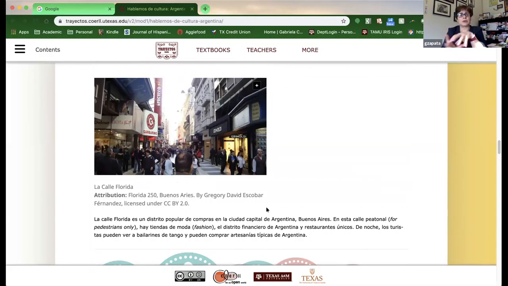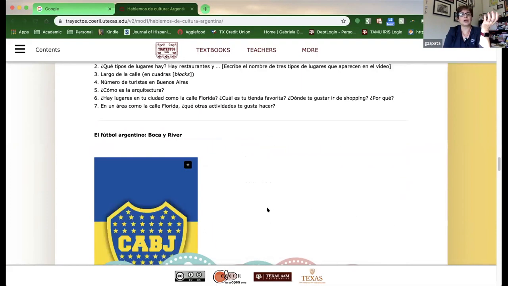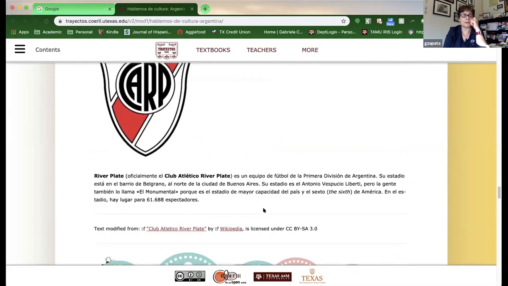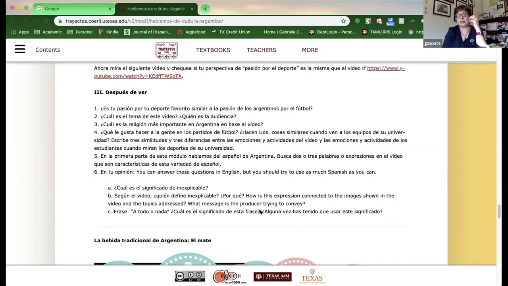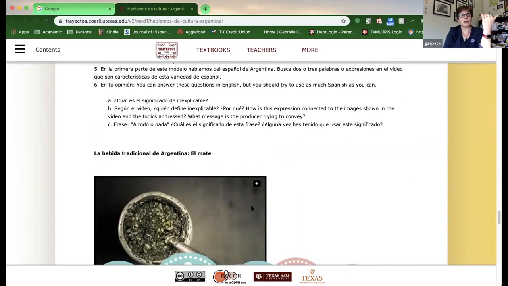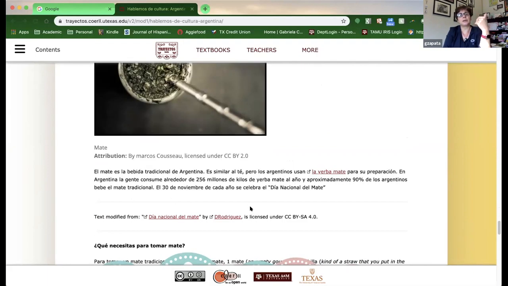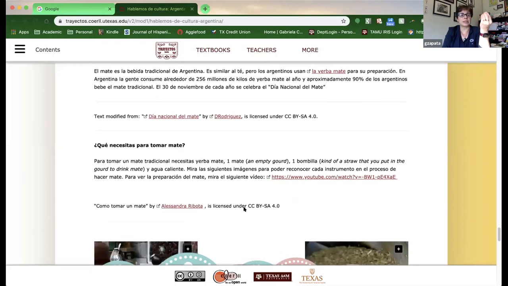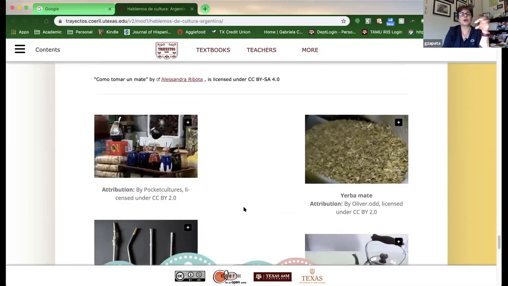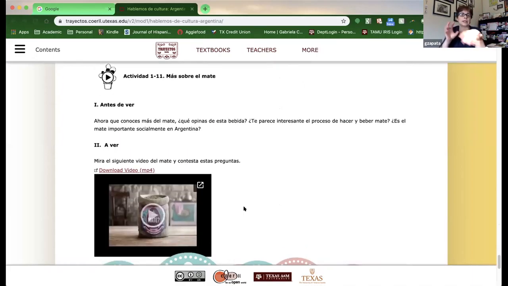In this chapter, we focus on clothing and buying clothes and activities. So we bring that there. And then we talk about sports, so things that are not usually talked about in commercial textbooks. And then we go to El Mate. And so we talk about the traditional drink. We talk a little bit about how similar it is to tea, and then how important it is. And then after we talk about all this, we bring the video, okay? Which is another way of looking at this drink.